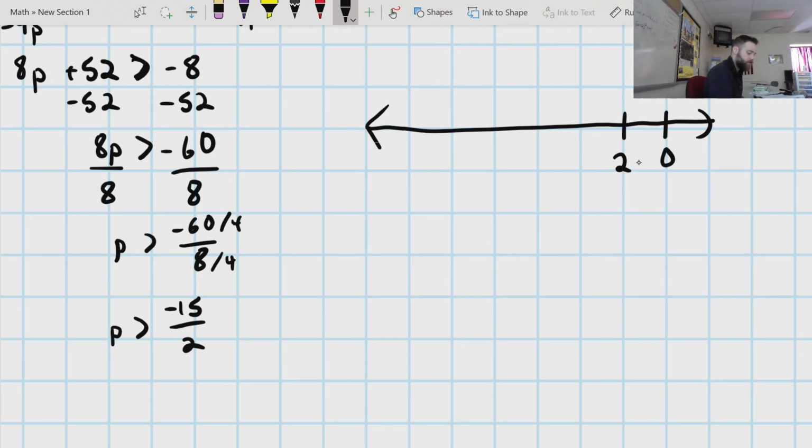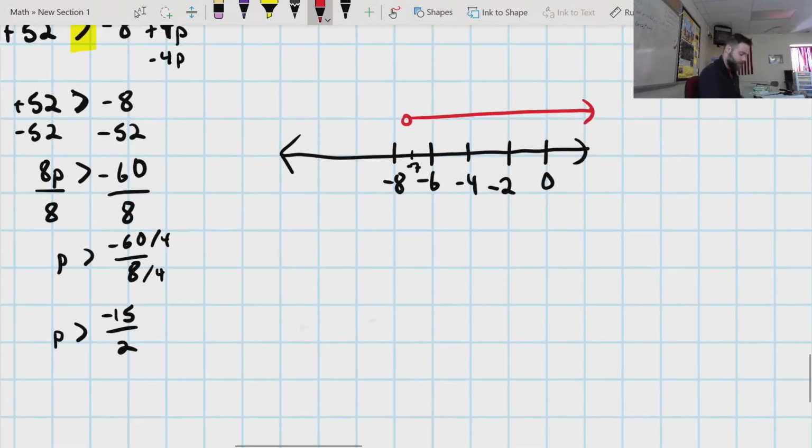And I'm going to count by 2's. So negative 2, negative 4, negative 6, and then negative 8. So negative 7 is halfway between there. So negative 7.5 is right there. And I'm going to shade towards numbers that are greater than negative 15 over 2. So first of all, that should be open. And the reason why it's open is because if you take a look here, negative 15 over 2, there's no equal sign at the bottom of the inequality. So it's just greater than, not greater than or equal to, and then I'm going to shade to the right.